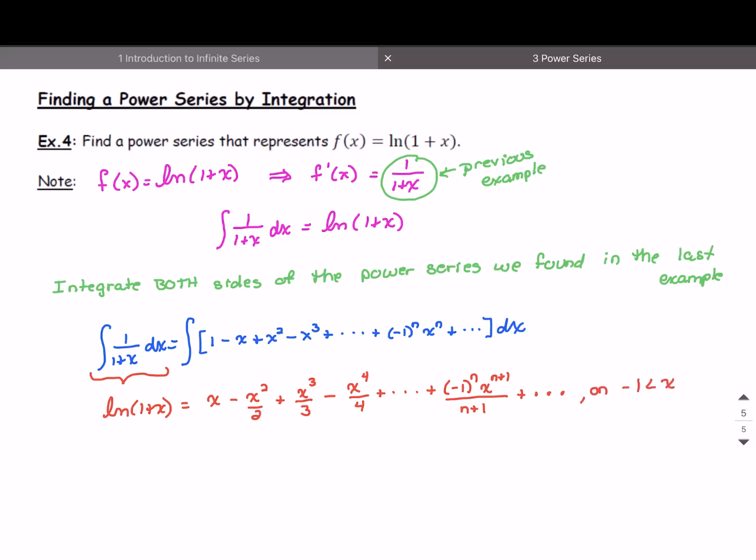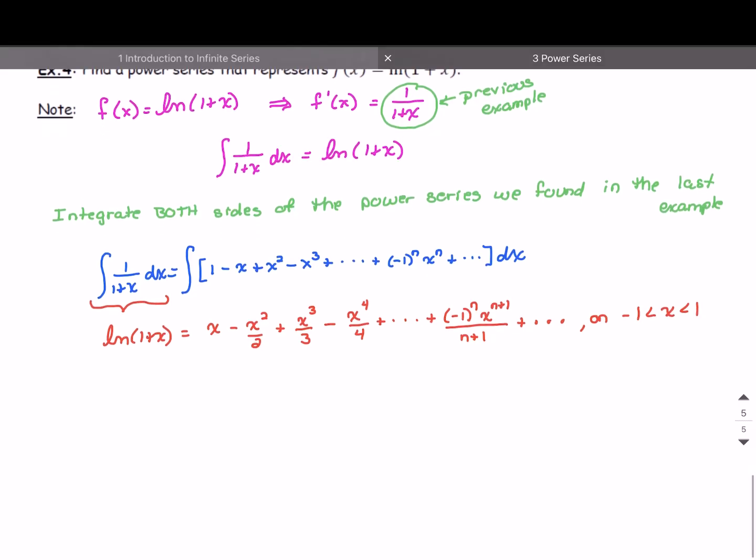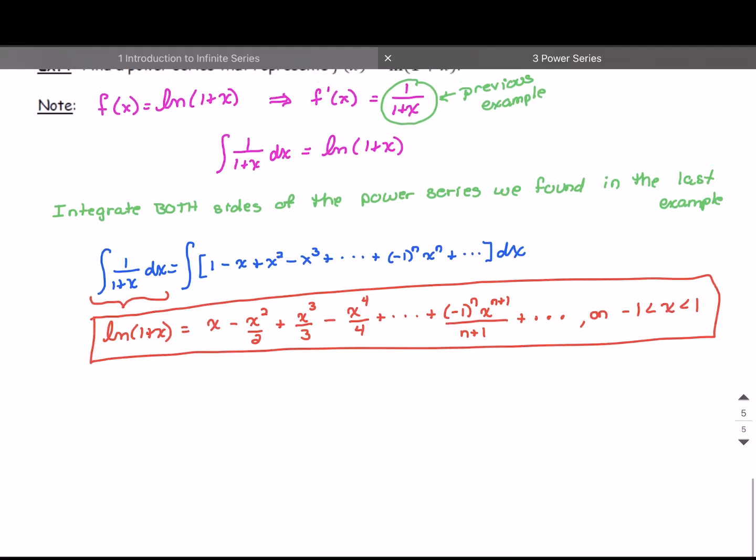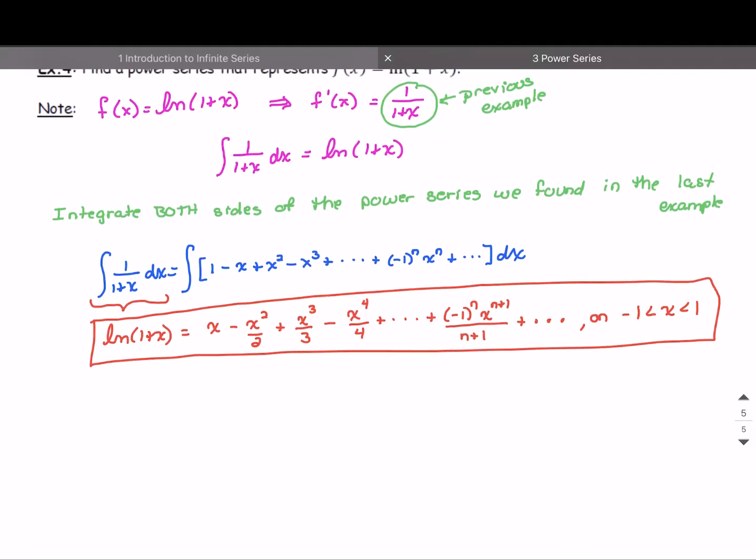Now, remember, we had an interval. The x's had to be between negative 1 and 1. It's the only way it works, okay? So this is the answer to our question. That is our power series. But I actually want to go a step further if we could.